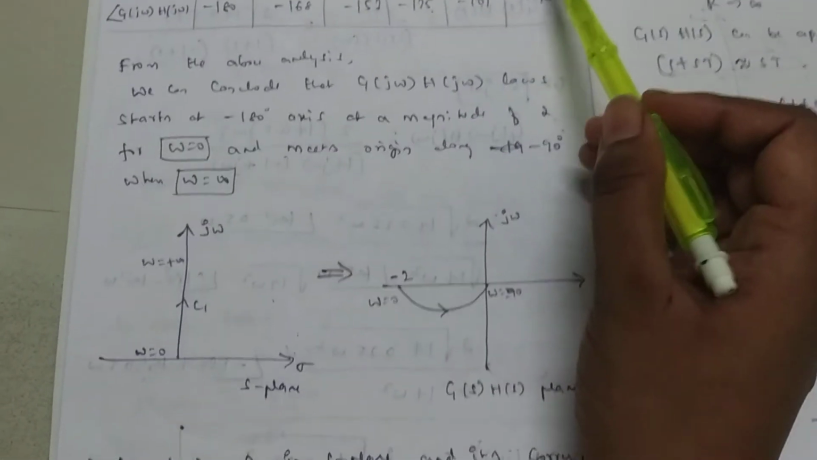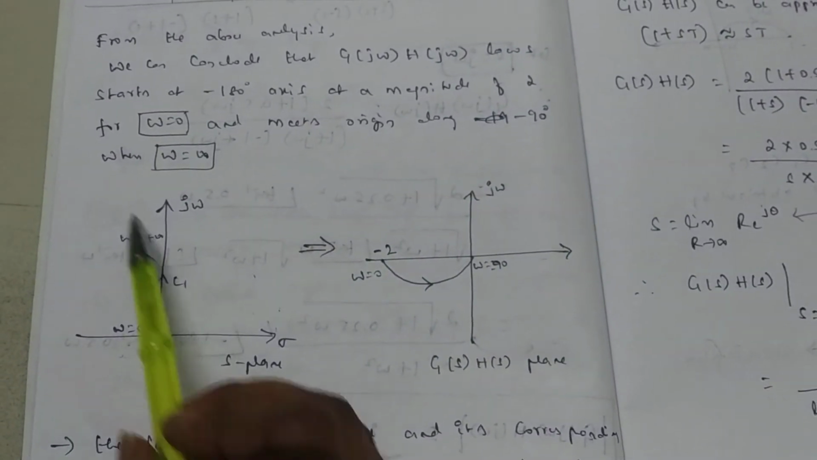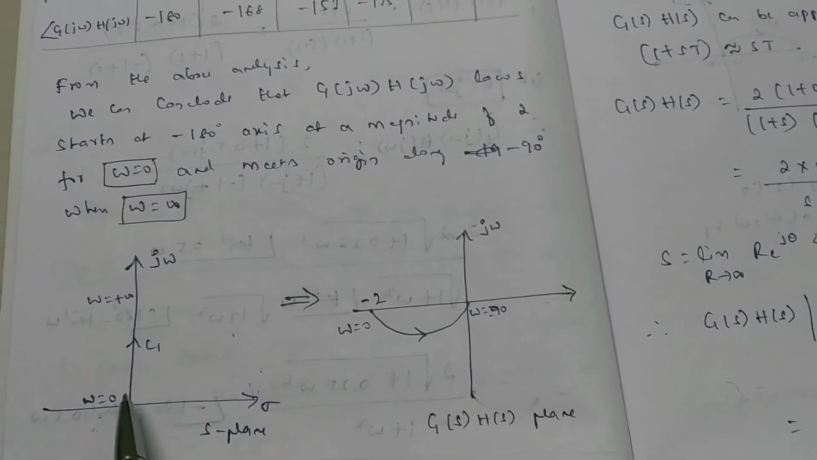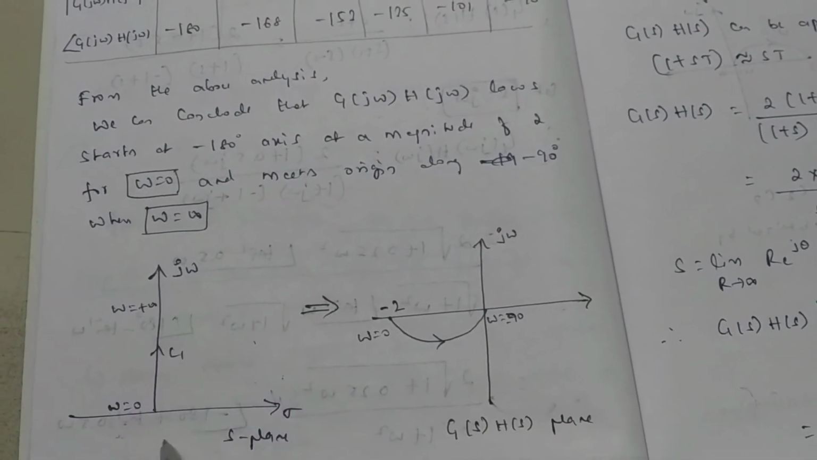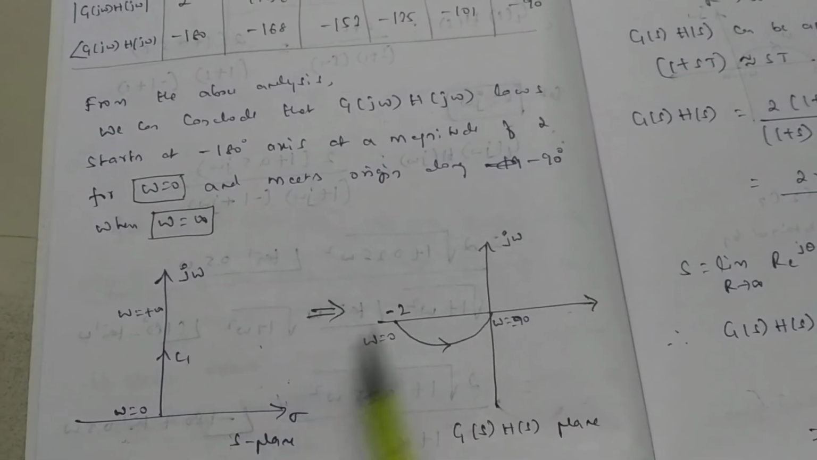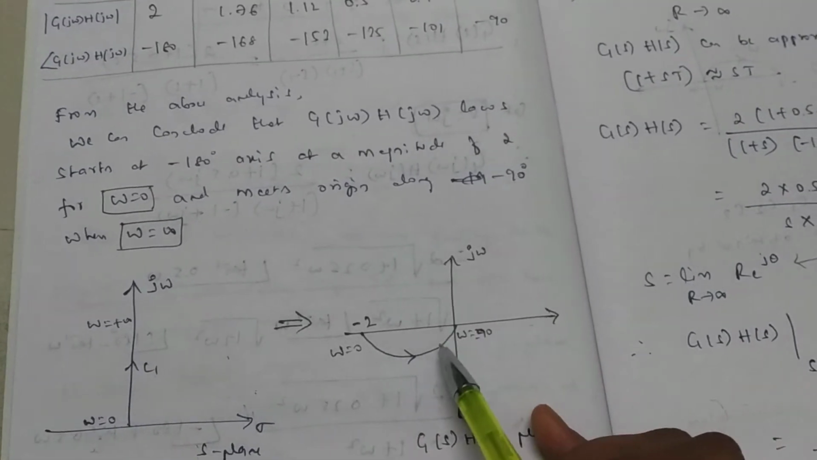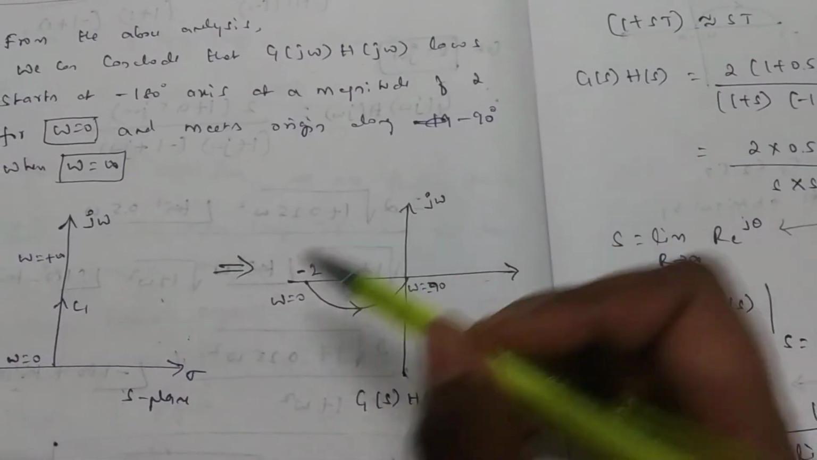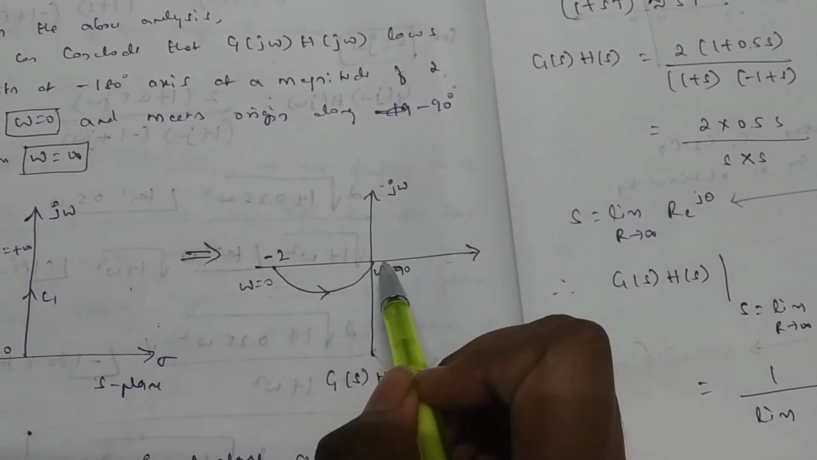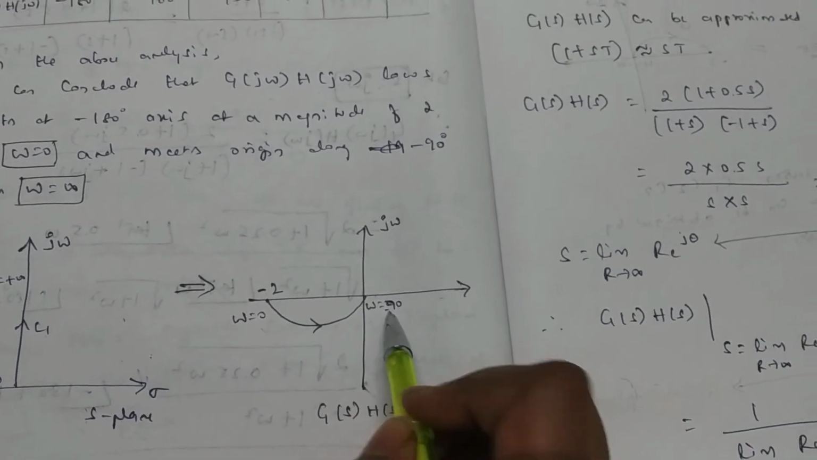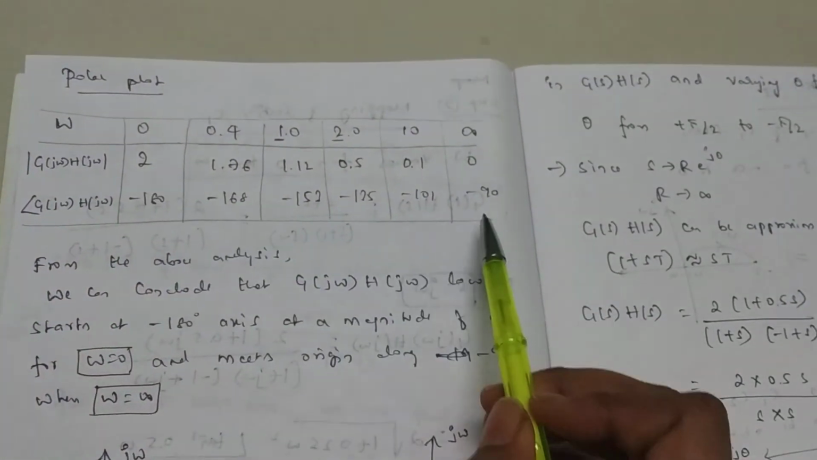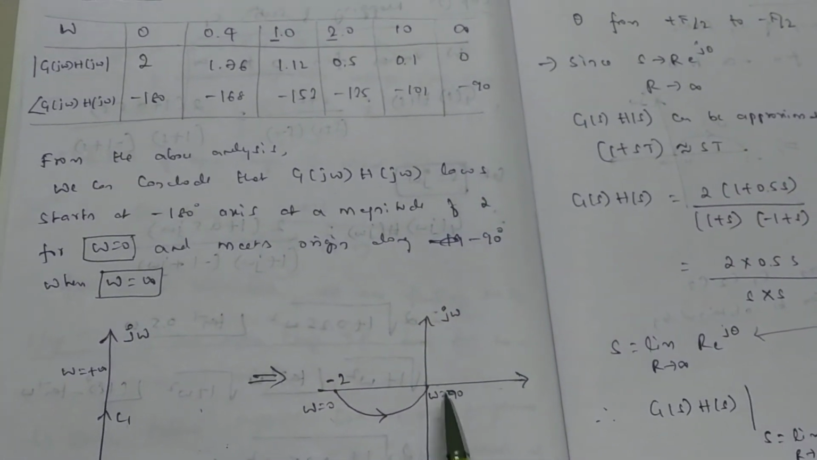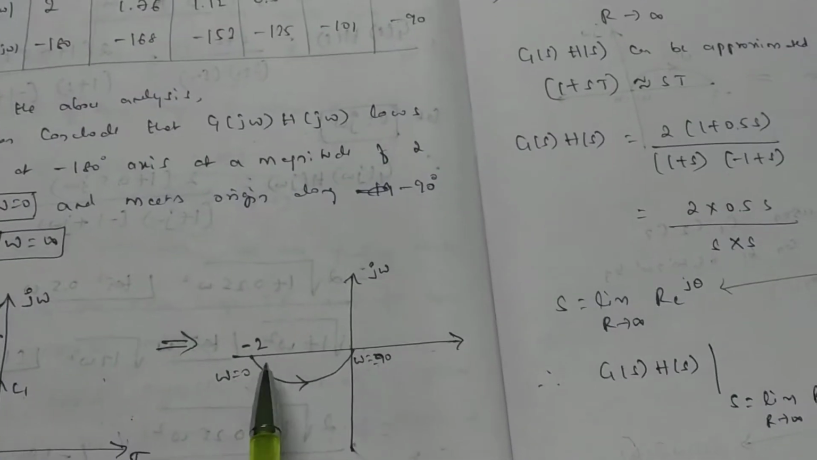See here, for this we have mapped the section C1. So this is from omega equal to 0 to plus infinity, that is the C1 value for the S-plane. See here, for this we have taken a semicircle. Why? Because for this omega equal to 0 to 90 degrees, from 0 to 90 degrees. Here we have taken plus 90 degrees.